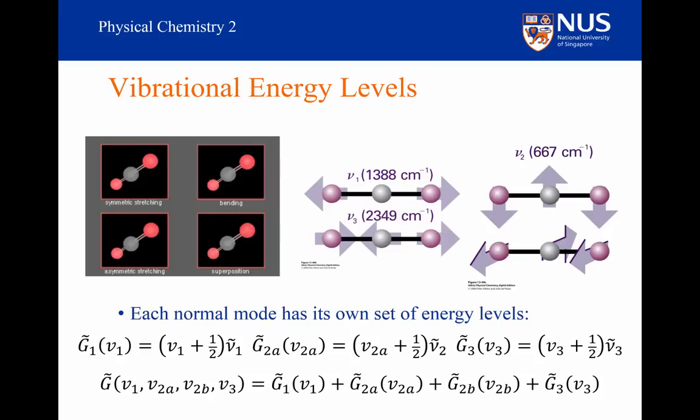Note that the total 0-point energy of the molecule will be the sum of the individual 0-point energies. It is the total 0-point energy that the molecule will have at 0 Kelvin. That is, when V1, V2A, V2B and V3 are all equal to 0. In this case, the total 0-point energy will be equal to a half nu1 plus nu2 plus a half nu3.